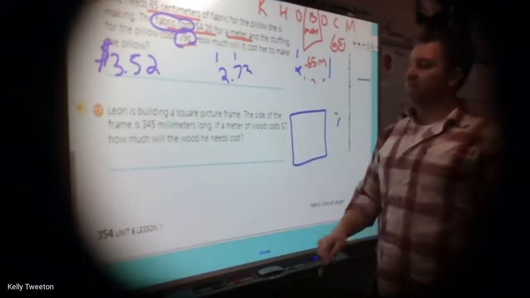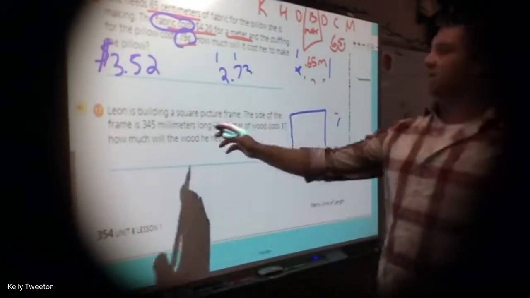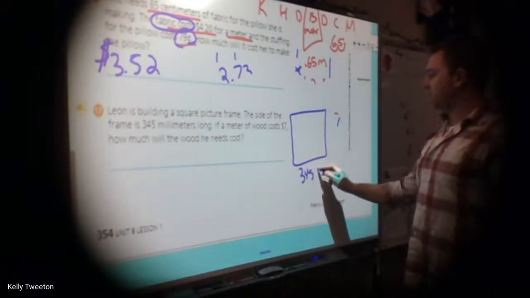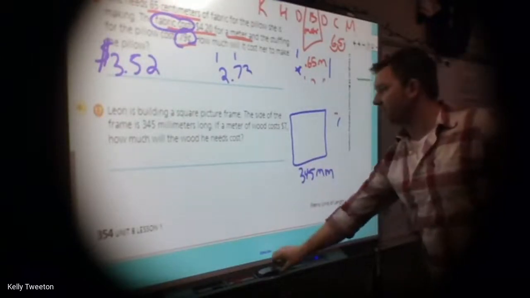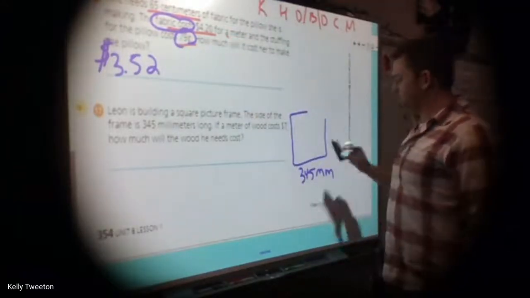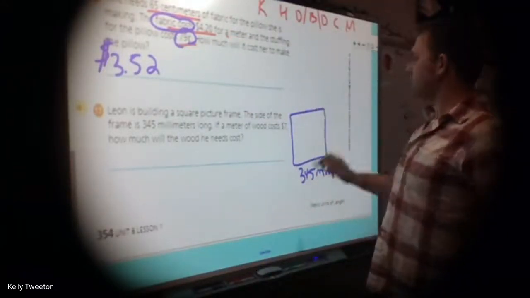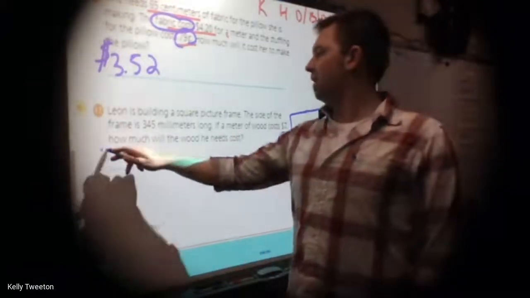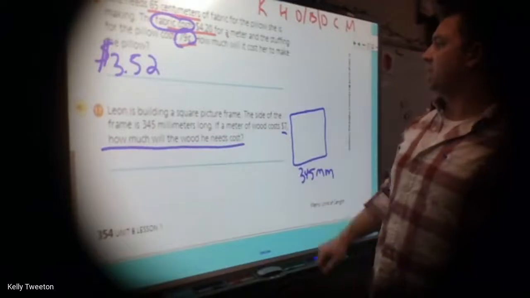You know what a picture frame looks like? There's your square. The size of the frame is 345 millimeters. So 345 millimeters. Perfect. I'm going to keep erasing some here so we don't get too confused. There we go. Okay. If a meter of wood costs $7, how much will the wood that he needs cost?